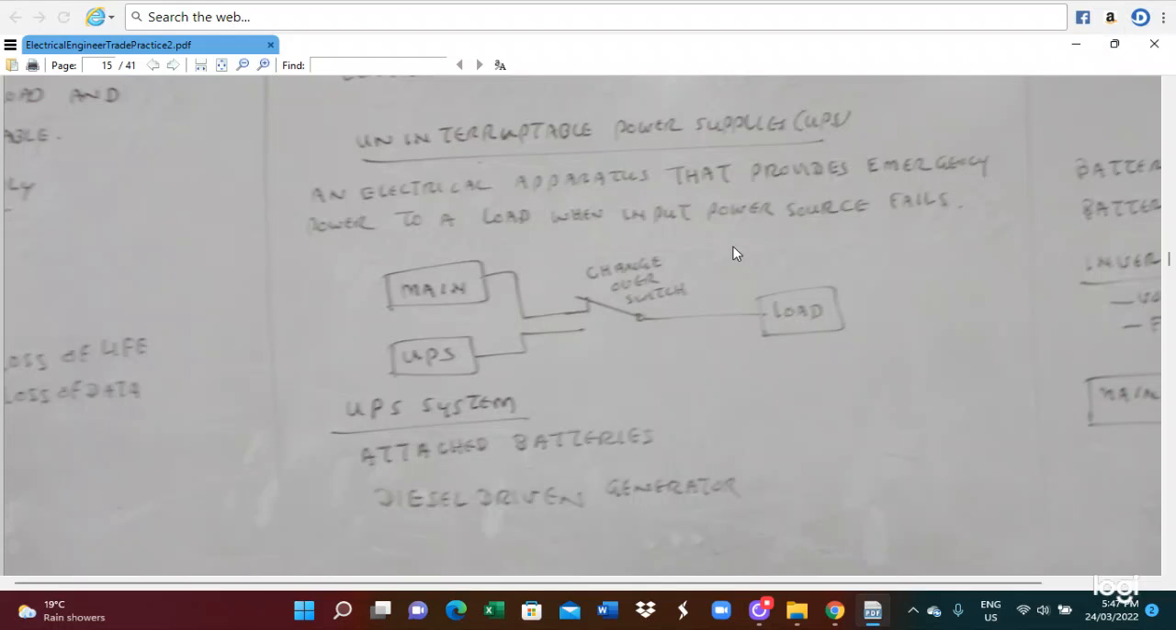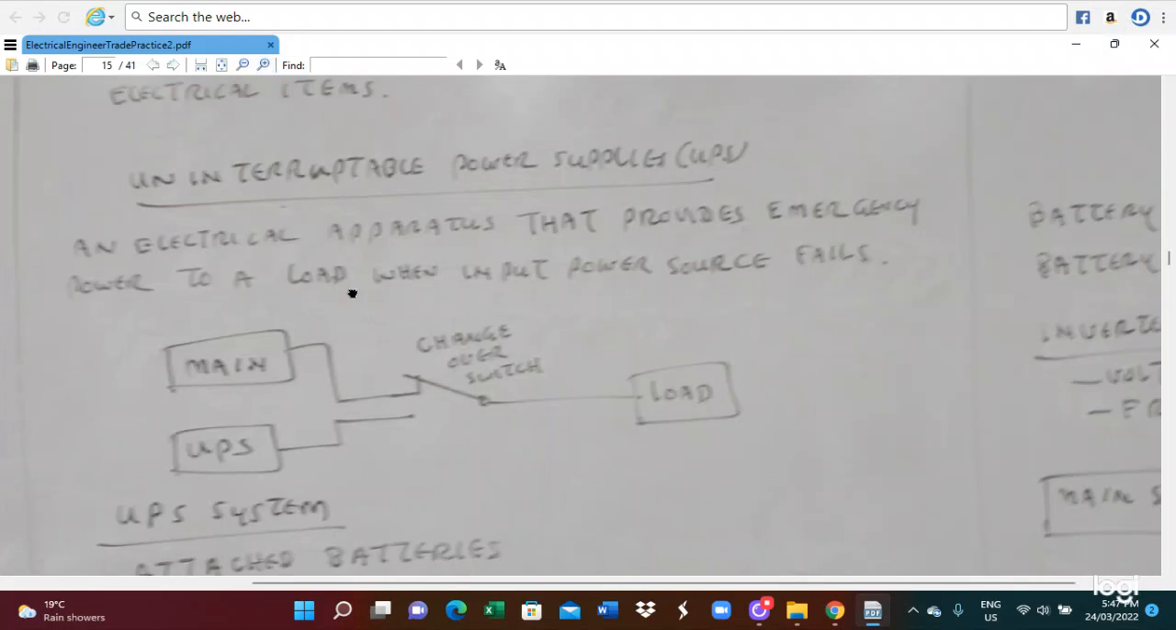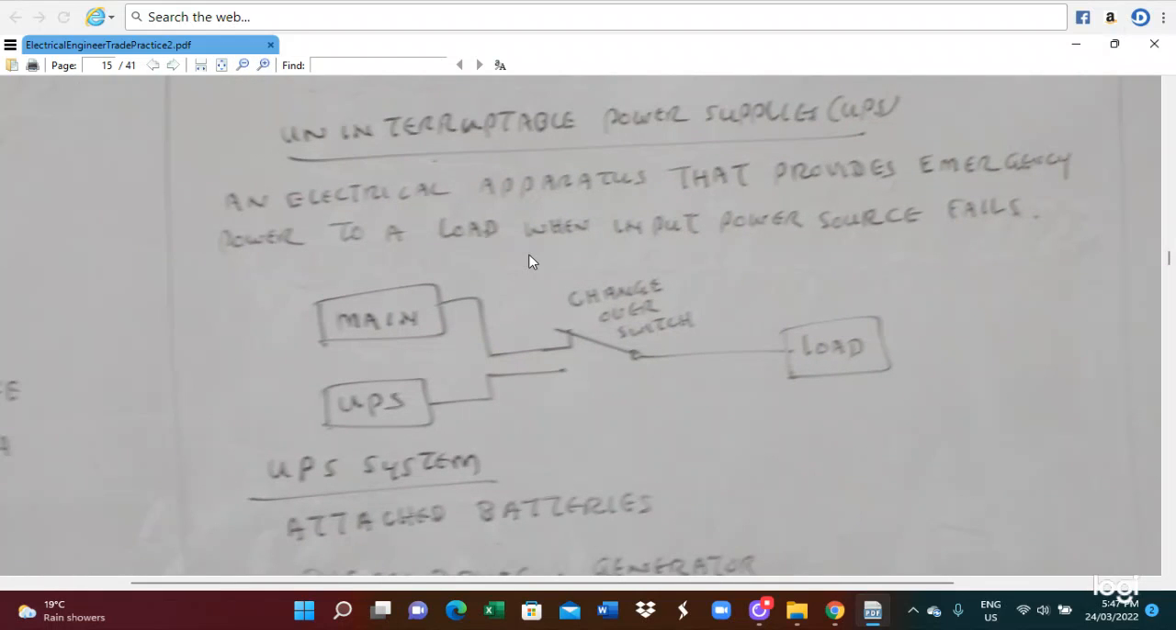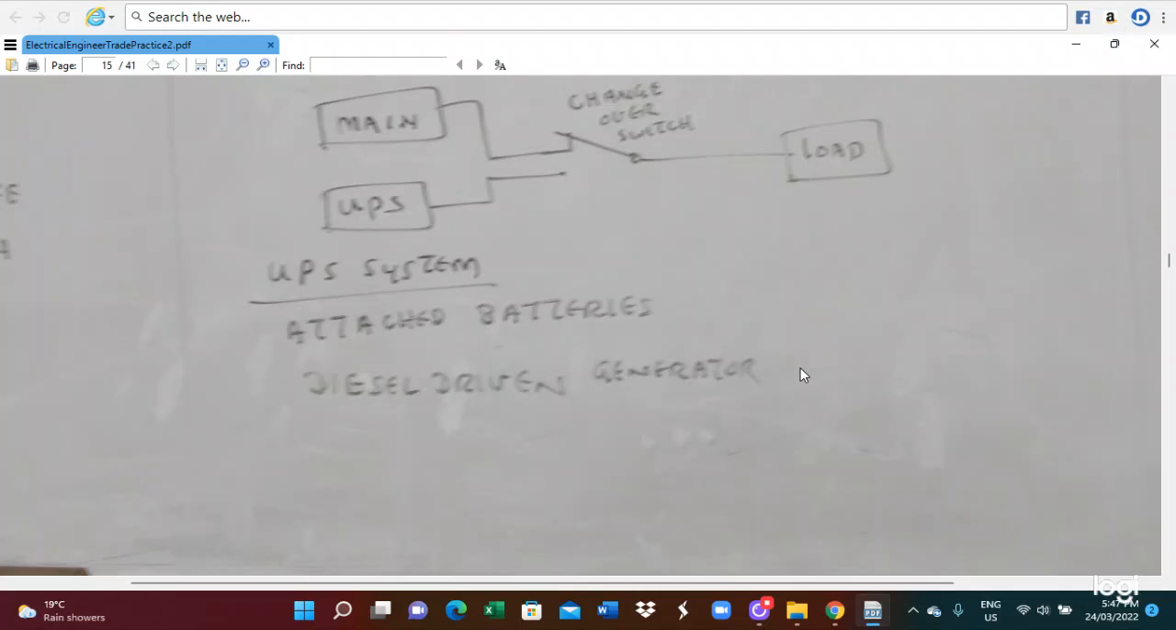An uninterruptible power supply is a connection where the electrical load is associated with the device supplying the essential electrical load. So when the main power supply is off, the switch goes to the uninterruptible power supply and it continues to supply the load. UPS systems are attached to a battery, and also a diesel driven generator.